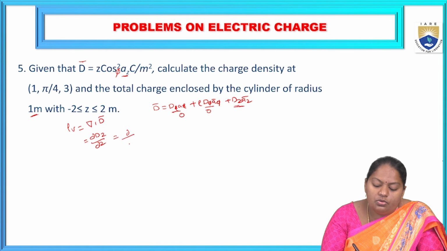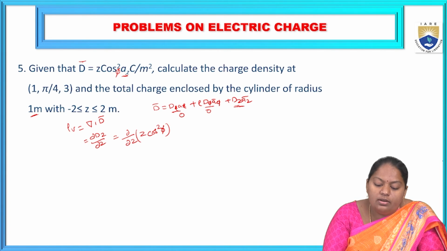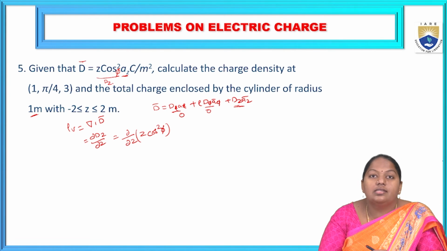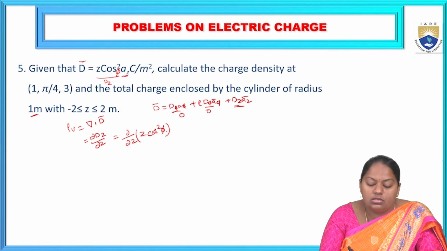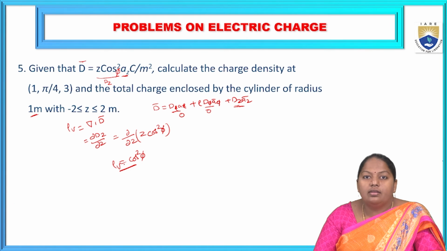So this is equal to dou by dou z of Dz, that is z cos square phi, the value for the z component. Since only the z direction component is there, we consider it as Dz. So in place of Dz, we substitute z cos square phi, and now we differentiate this with respect to z. Cos square phi is a constant, and dou z by dou z is 1, hence rho v is obtained as cos square phi.